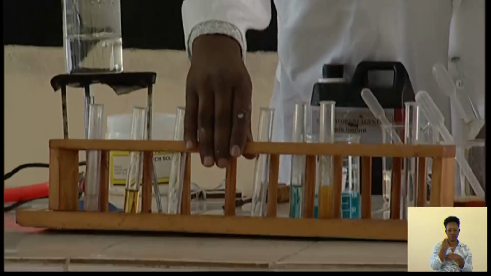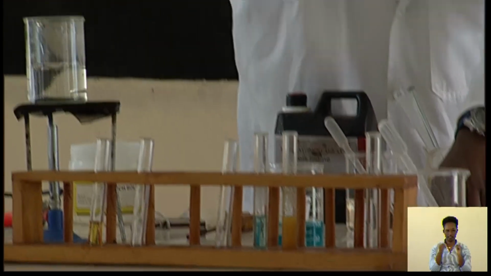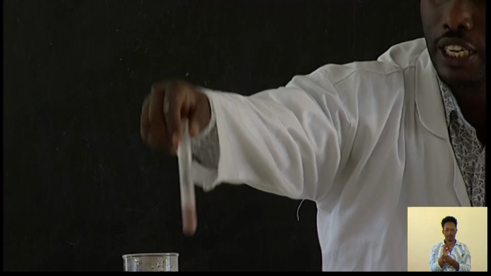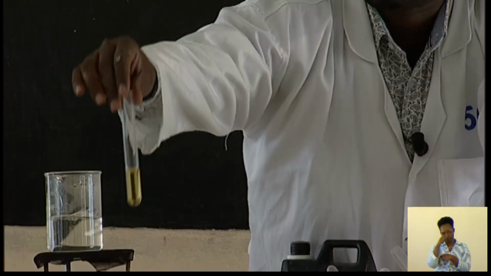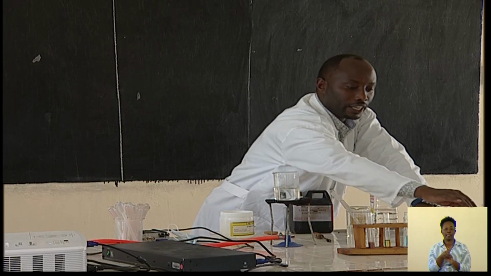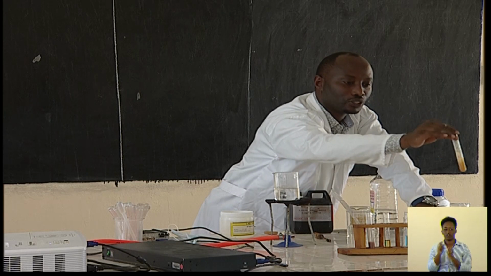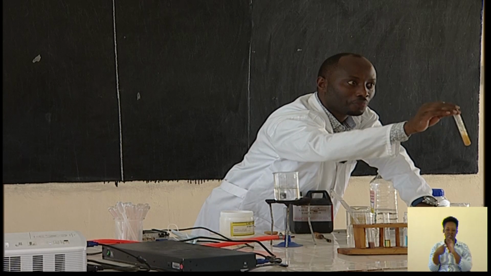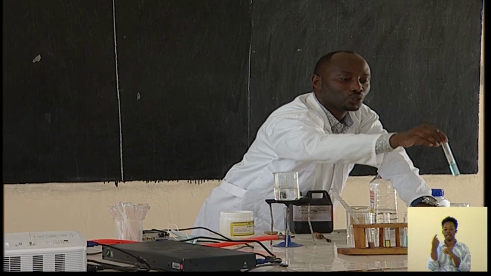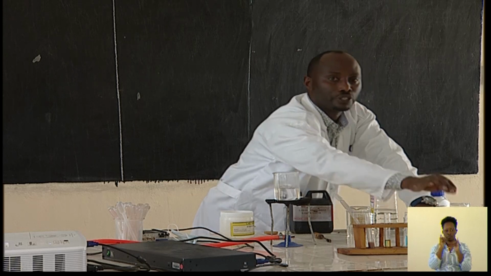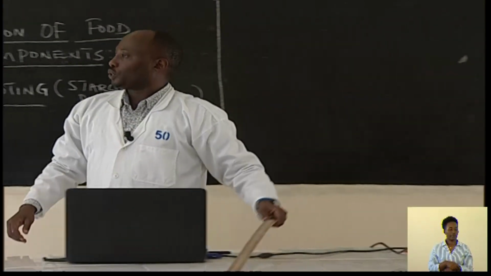Number 1 was testing the presence of starch. It turns into blue-black. This one persists, so there is absence of starch. And this one changed into orange, which indicates the presence of reducing sugars. Here, the color of the Benedict's solution persists, so there is absence of reducing sugars. Quickly, let's go to our lesson.